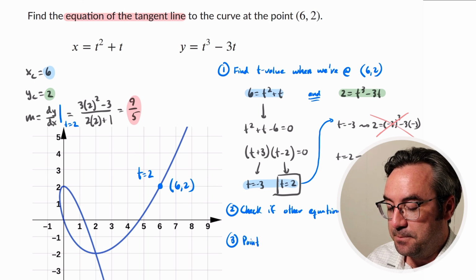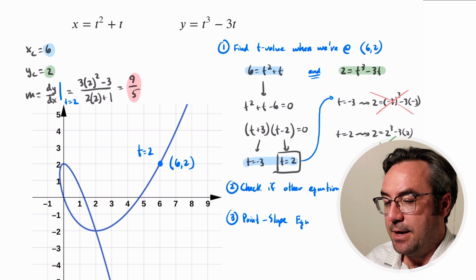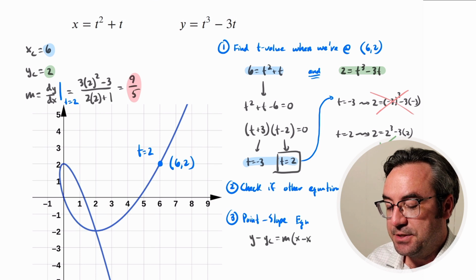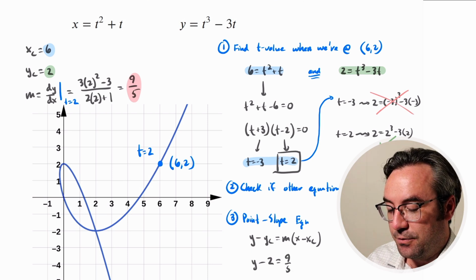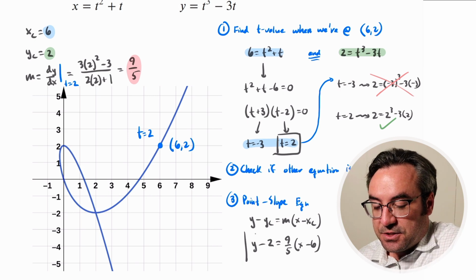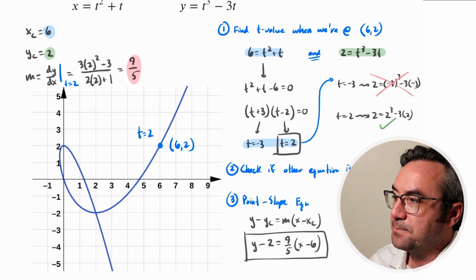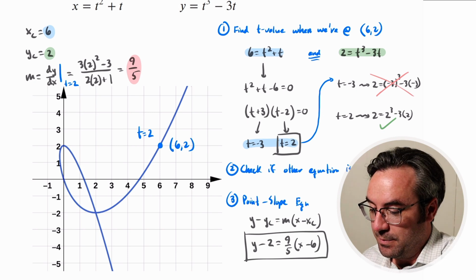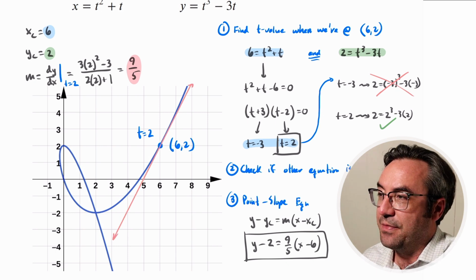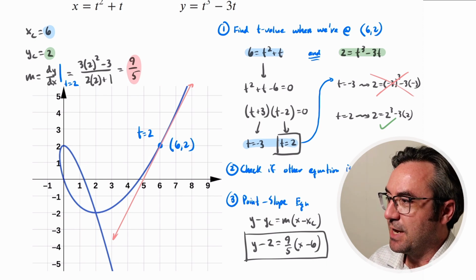Use the point slope formula to get our tangent line. And if we remember, point slope formula is y minus the y-coordinate is equal to m times x minus the x-coordinate. So we plug in our pieces. The y-coordinate is 2, the slope is 9/5, and the x-coordinate is 6. All nice. And if we remember, we can always draw in what the tangent line looks like. It gives us a good approximation for our curve at that particular point. So there's our tangent line.